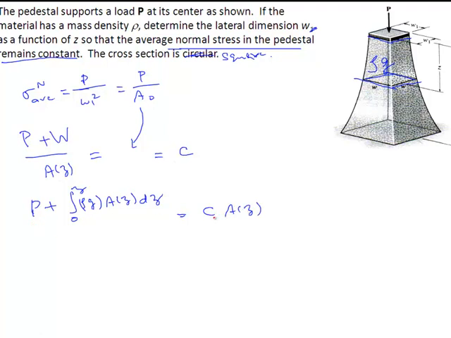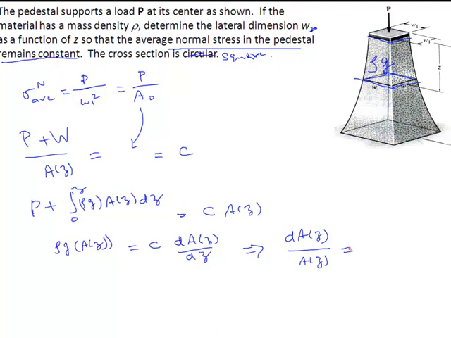In order to get an equation that can be easily solved, let's differentiate both sides. If we differentiate both sides, we get rho g A of Z is equal to C dA(Z) by dZ. Right? This now I can write as dA(Z) by A of Z is equal to rho g by C times dZ.